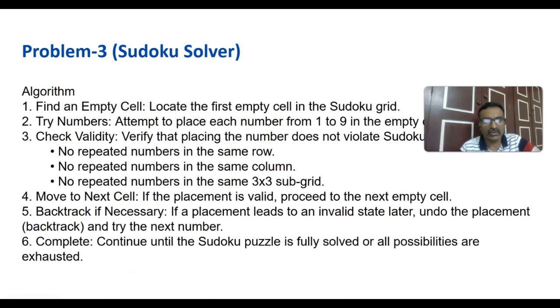Next is a Sudoku solver. In the Sudoku solver, as we discussed, we find an empty cell, we try numbers, and validate it with the Sudoku rules. If it is valid, then we place the number there and we move to the next empty cell. If it is not valid, we will backtrack. So it's an invalid entry, we'll undo the placement and try with the next number, and we'll continue till the Sudoku puzzle is solved.